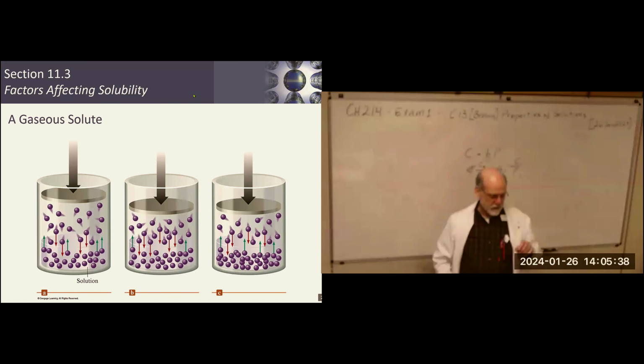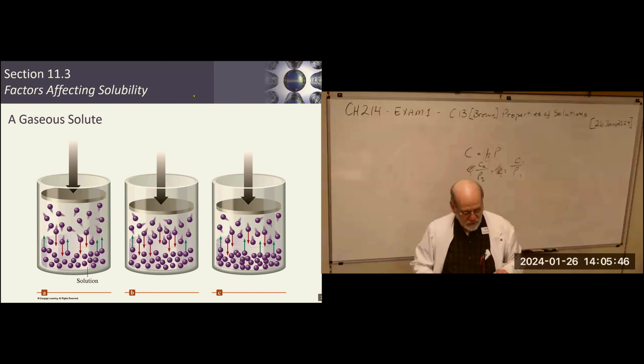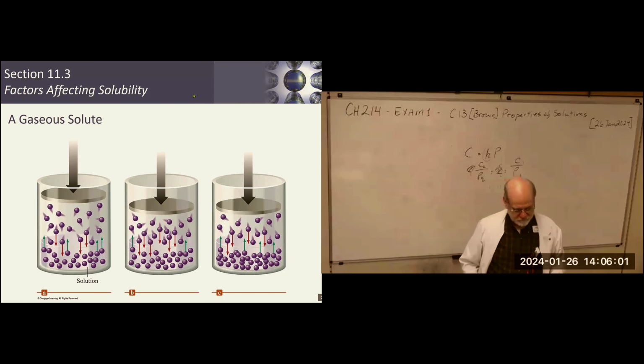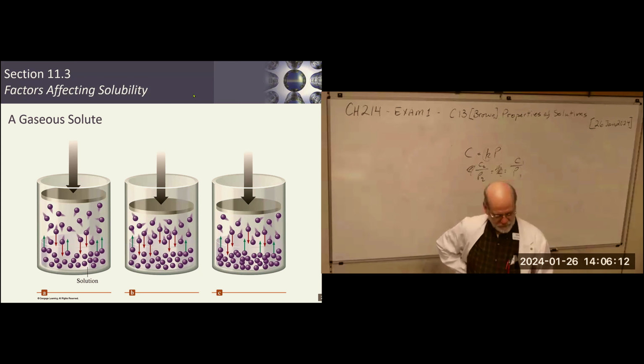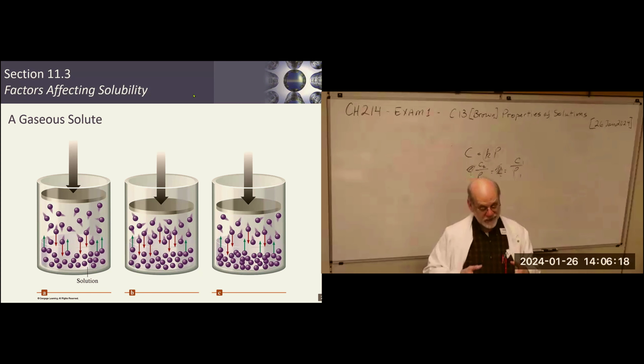This is the graphical visualization of what's happening. When you increase the pressure from left to right on those gas molecules, you're increasing the frequency of impacts of the gas molecules on the surface of the liquid. And that increases the frequency of movement from the gas to the liquid phase. This is an offshoot of the kinetic molecular theory of gases. More impacts means more solubility, just like when you compress a gas, the pressure increases because there are more impacts per unit area.